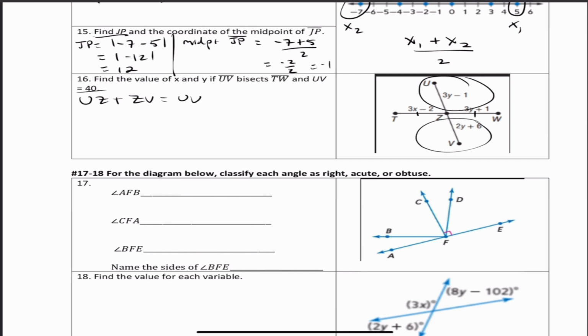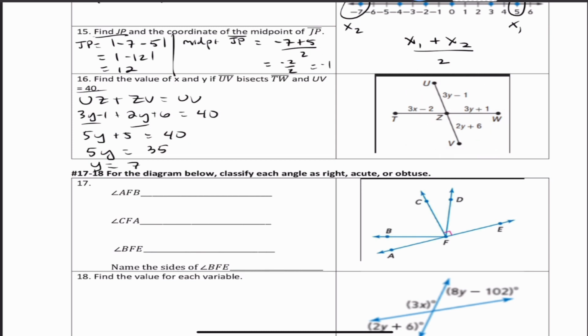Then I'm going to replace. So I have 3y minus 1 plus 2y plus 6 equals 40. So that's going to be 5y plus 5 equals 40. So 5y is equal to 35. Therefore, y is equal to 7.